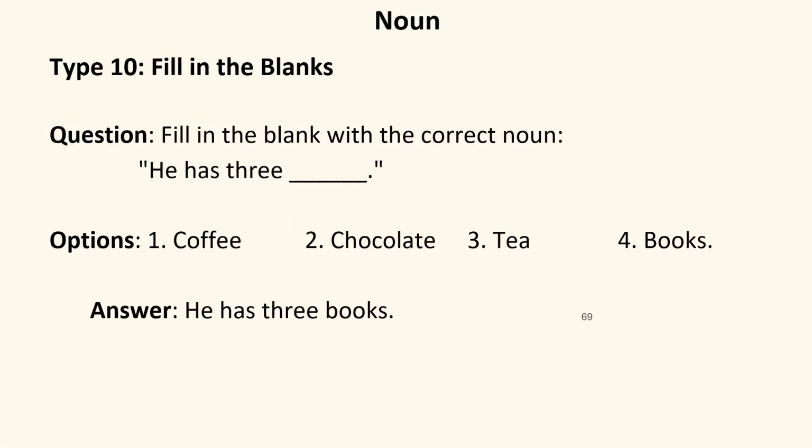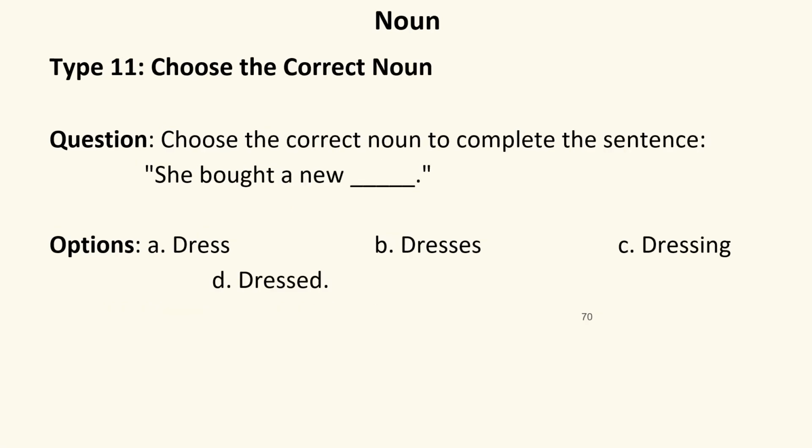Now fill in the blank with the correct noun. We have already filled it. Choose the correct noun to complete the sentence. She bought a new. Now, new is an adjective, and an adjective qualifies a noun. It means the word which we need over here should be a noun. Now, if we use the word dress, it is correct because this is a noun.